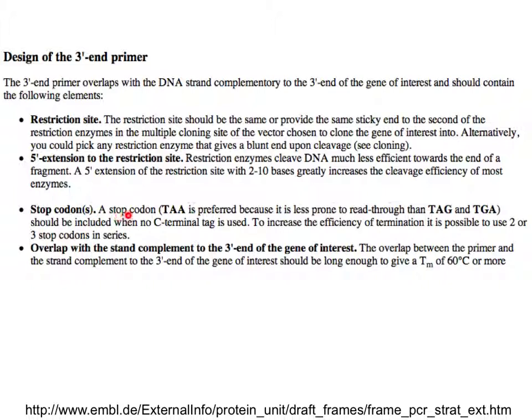And then this stop codon should be included when there's no C-terminal tag used. Sometimes you can add double the stop codons to make sure that it ends. And then overlap with the strand complement to the 3' end of the gene of interest. And again, the overlap should be long enough to give a TM of 60 or more.